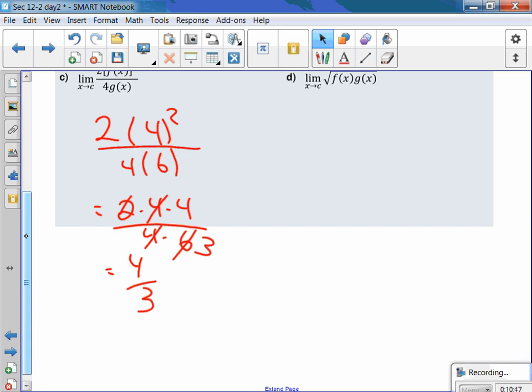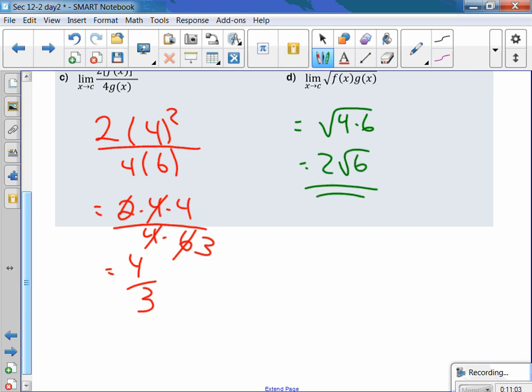Here we have the limit of the square root of f of x times g of x as x approaches c. Trying stuff, isn't it, using this direct substitution? I know. So I have to take it slow, nice and slow. Questions on this?